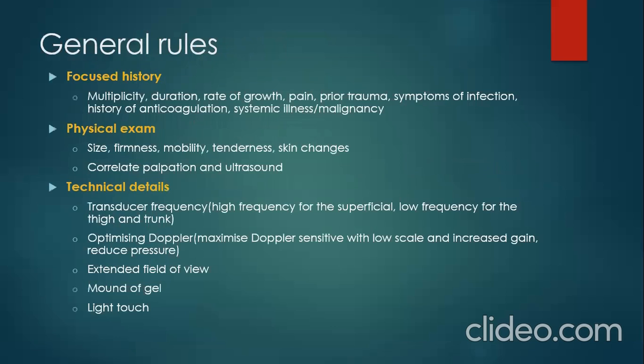And there are some general rules when imaging these lumps and bumps. You need to have a focused history of your lesion. This is where you're asking things like their multiplicity, the duration of the lesion, the rate at which it's growing, is there any associated pain, was there any prior trauma, clinically, are there any symptoms of infection, does the patient have a history of anticoagulation or any systemic illness or malignancy.